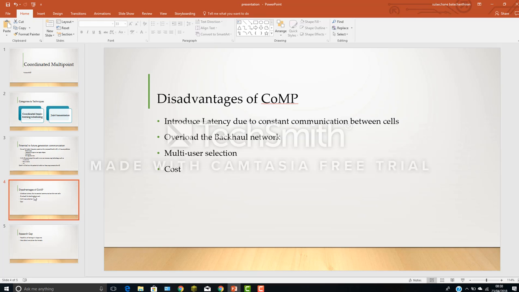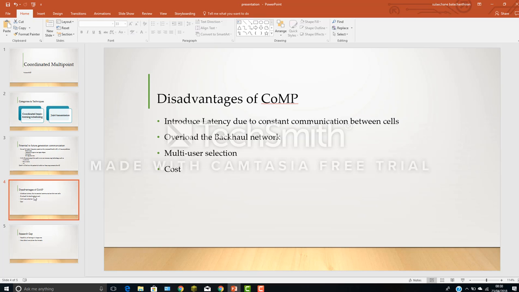But as you progress through the presentation, I will tell you that some researchers have found other available techniques to combat that. Multi-user selection. This is when, even though coordinated beamforming and scheduling is used to select users where traffic is mostly concentrated, it still isn't accurate as a tool. And the next one is cost, as implementing this will require a large amount of money.